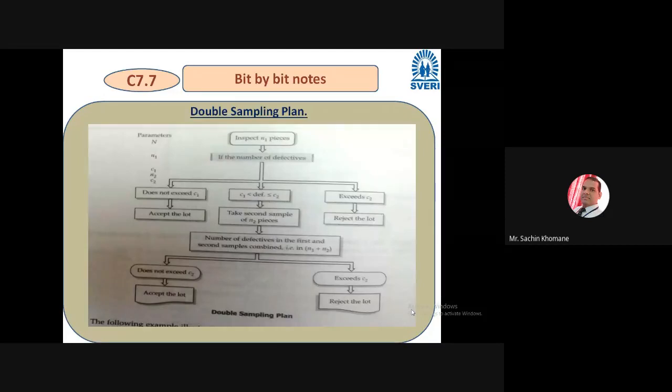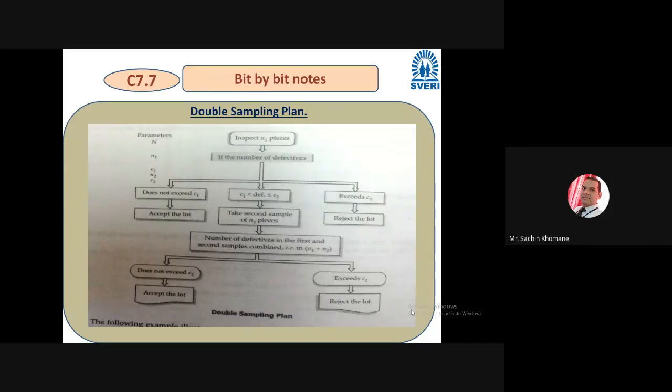Now see the flow chart of this particular double sampling. Suppose you have to inspect n1 pieces. You got the lot of capital N, and you have to inspect the n1 pieces. Take some samples. If the number of defects does not exceed C1, accept the lot. Very simple logic at the first stage. If defects are more than C1 but less than C2, what you have to do? You have to take the second sample of N2 pieces.